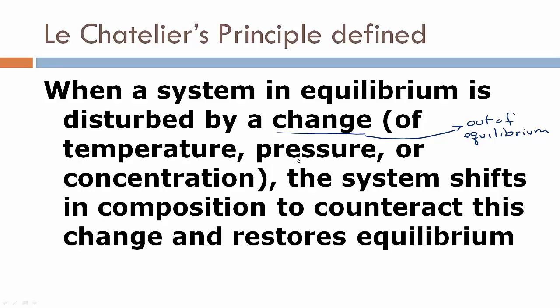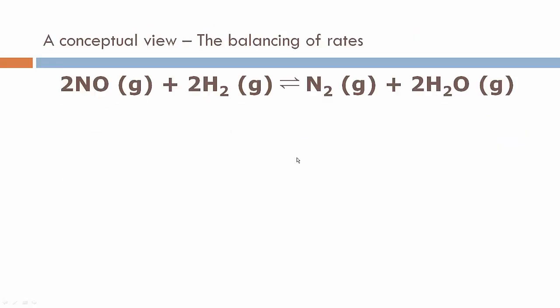So let's look at some of the concepts behind Le Chatelier's Principle. Okay, so here's what we're doing. We have two reactions in a sense. This is the reaction of NO plus H2 to form N2 and H2O. By two reactions, what I mean is you have a forward rate that's up here and you have a reverse rate that's here. These two are in competition with each other.